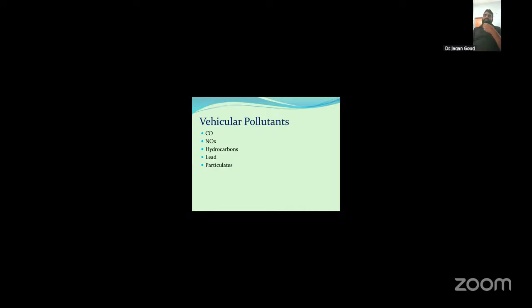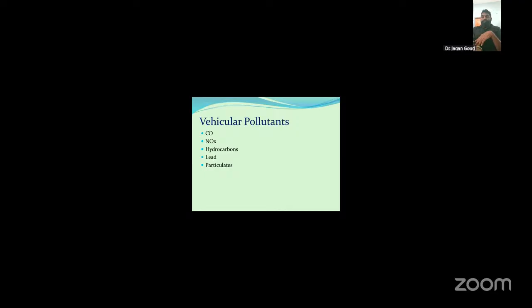Control of vehicular emissions: the catalytic converter converts CO into CO2 and reduces nitrous oxide to N2, nitrogen. Use of unleaded petrol, a fuel injection system for efficient combustion, electric and hybrid vehicles, and emission standards such as the Bharat Stage norms in India.